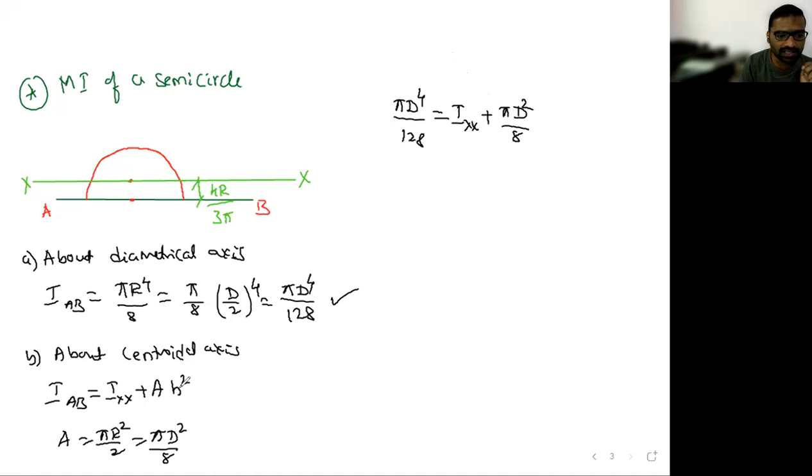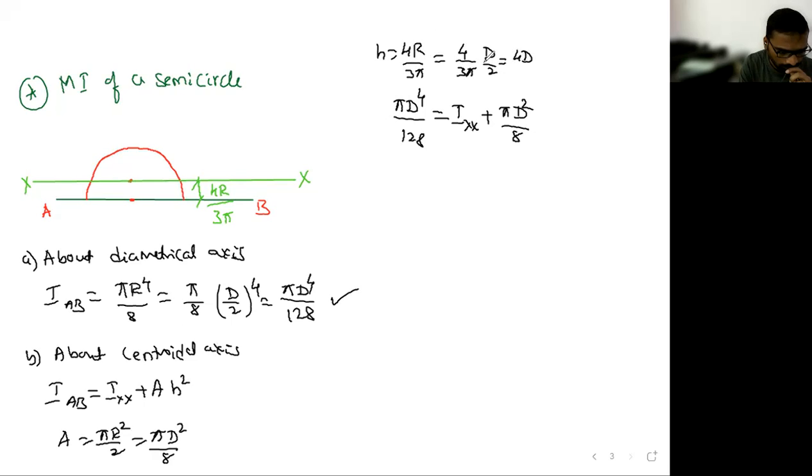Then, what is h? H means how much? 4r upon 3 pi, all of you? So h is equal to 4r upon 3 pi. I will write in terms of diameter: 4 by 3 pi. What is r? D by 2. So can I write it is 4d upon 6? No, 2d upon 3 pi.